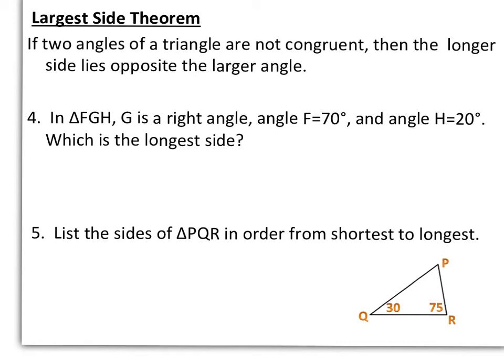Okay, the largest side theorem says if two angles of a triangle are not congruent, then the longer side lies opposite the larger angle. And in number 4, it says in triangle FGH, G is a right angle, F equals 70 degrees, and angle H equals 20 degrees. What is the longest side? So again, it might help to draw a diagram here. We're told that G is a right angle, so I'm going to draw a right triangle. I know that G is at my right angle, so then I'll put this as F and H. So F is 70 degrees, H is 20 degrees.